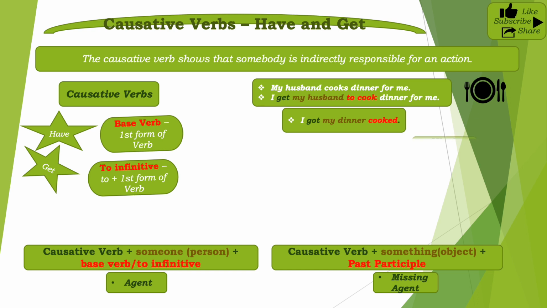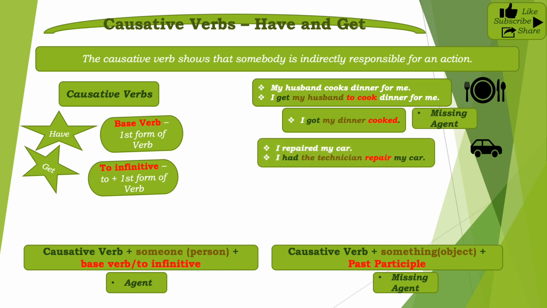Let's have a look at another example. I repaired my car. Now here, I'm using have since I am putting the responsibility of repairing the car on the technician. So we use the causative verb have when we authorize somebody or when we give responsibility to somebody.